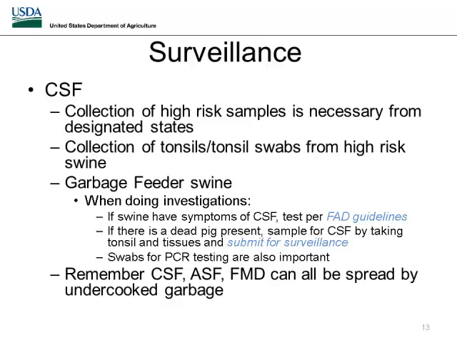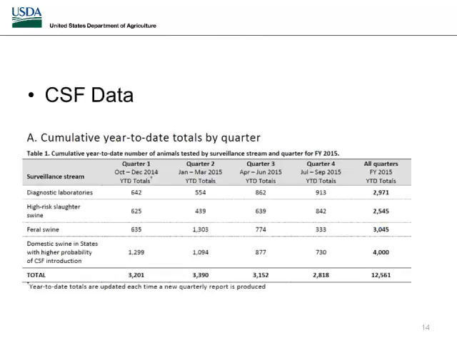And we also try to educate all of our garbage feeders that classical swine fever, African swine fever, and FMD can all be spread by undercooked garbage activities. And to give you an update of our surveillance activities for classical swine fever, diagnostic laboratories is an important part of our classical swine fever surveillance. There again, if we're going to see disease, it'll probably be seen at the diagnostic labs first. So we did 2,900 samples in FY15. High-risk slaughter swine, we did 2,500 samples.